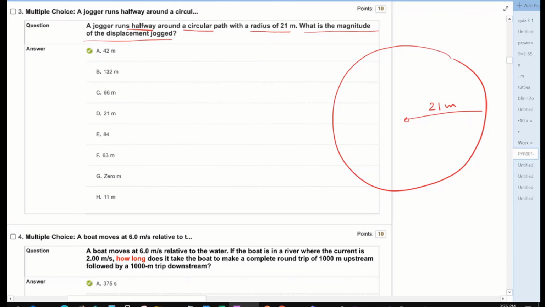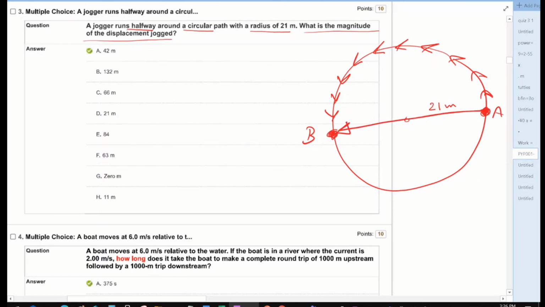So he moves half of the circle, halfway. Let's say he was here at point A, so he will run half of the circle. So he moves from A to B. What is his displacement? He says, what is the magnitude of the displacement? What do you think? He was at A and he moved to B.